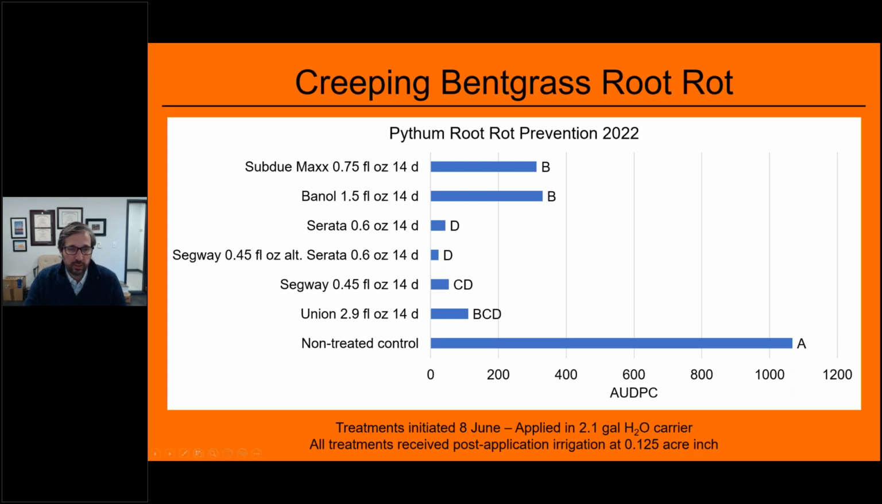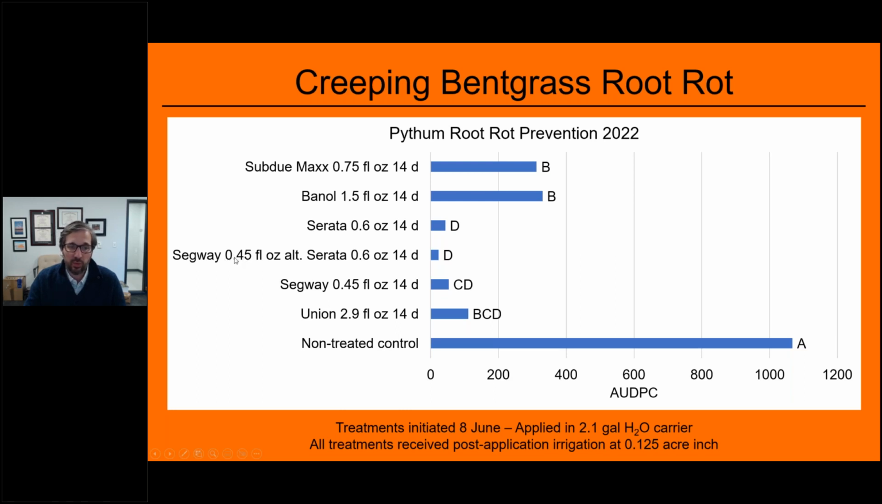And that's where we wanted to look at this alternation schedule. So we have a 14-day program where you would say Segway was applied on day 1, Serrata was applied on day 14, Segway on day 28, Serrata on day 42, and so forth. And you can see here that that alternating schedule was the same as Serrata by itself. So this essentially is half the applications of this treatment with Serrata, but we're still filling up that 14-day window with the Segway in this case.